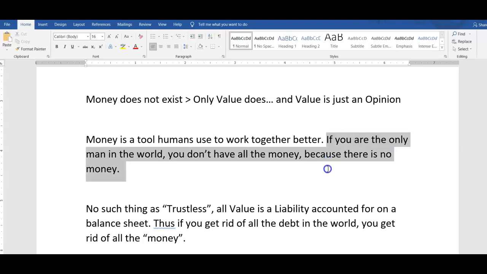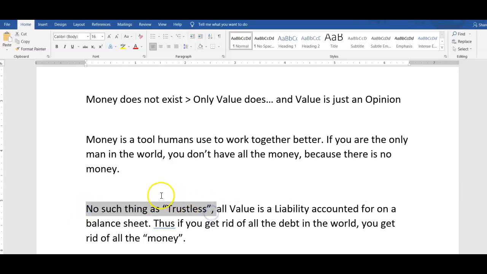But it's important to understand that it is only an emergent property of groups of people. Because if you're the only man in the world, you don't have all the money, there is no money. It requires a communal aspect. You can't have money without multiple people. And I might get into this more in a future video, but particularly with the crypto people, there is no such thing as trustless. This is nonsense.